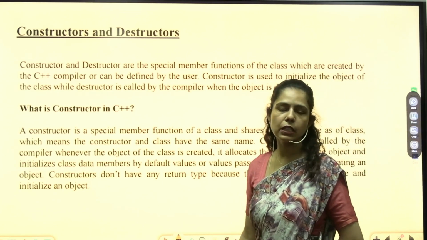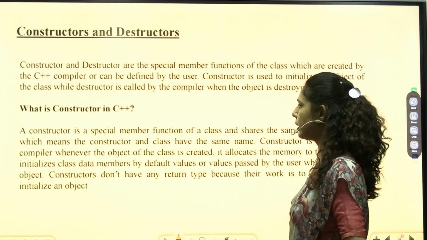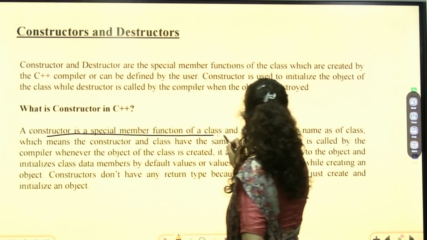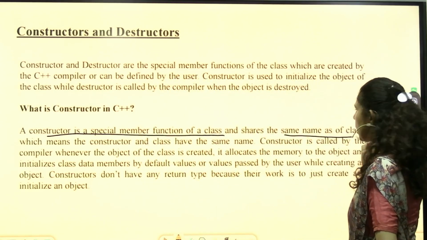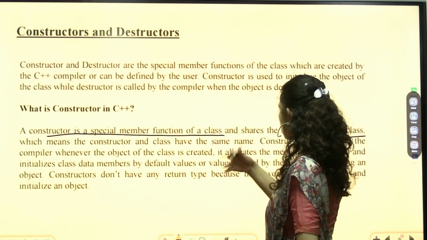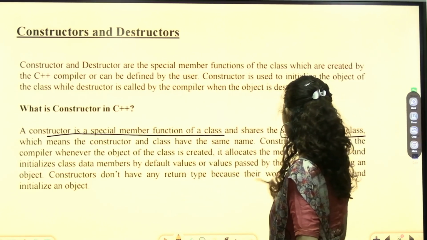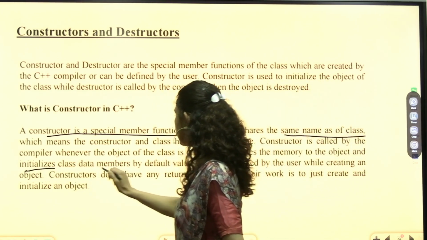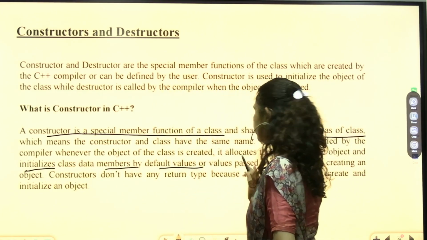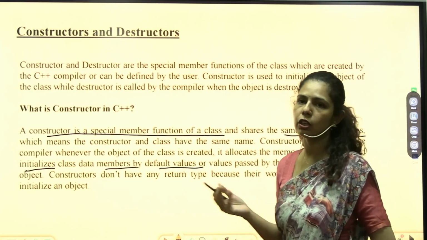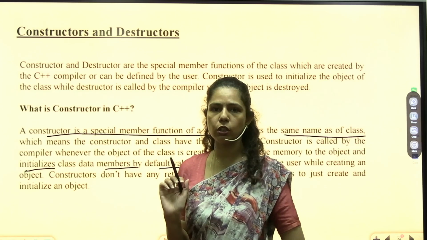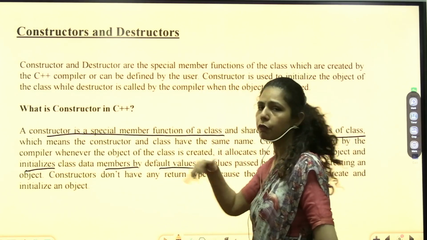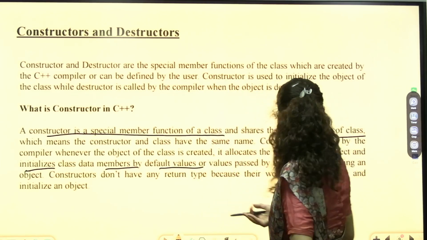Next topic is constructors and destructors. So what is a constructor? A constructor is a special member function of a class which has the same name as that of the class. So the name of the constructor will have the same name, okay? It will basically initialize your data members with some default value. If you don't make any constructor, your compiler will make the constructor on its own. If you are making your own constructor, then it will assign the default values that you are providing to your constructor function.